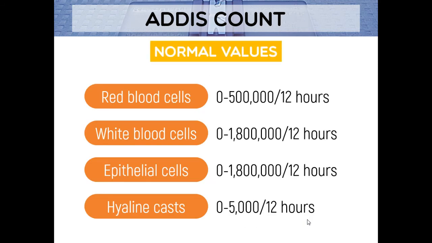Now here again are your normal values. RBC 0 to 500,000. White blood cells and epithelial cells, same, 0 to 1.8 million. And then hyaline casts 0 to 5,000. Now as you can see, the values for casts or hyaline are usually quite small, because again, they are not commonly seen in normal urinary sediment. Okay? Normal urine sediment. Hyaline casts, only a few are seen. Okay, all right. So again, these are your normal values.